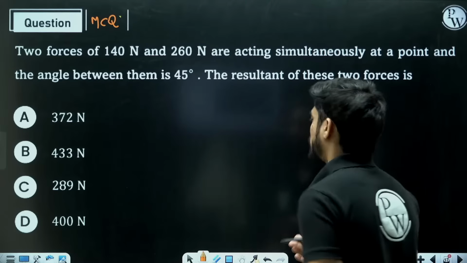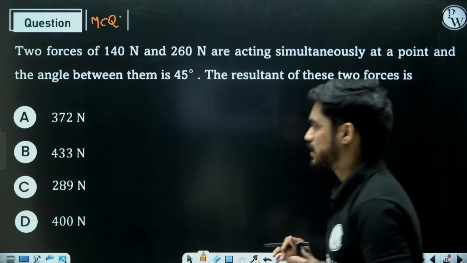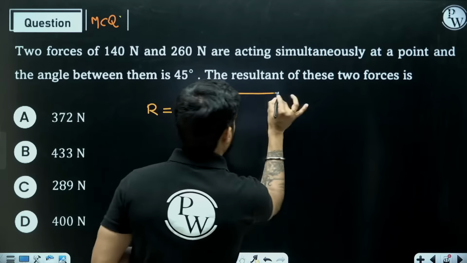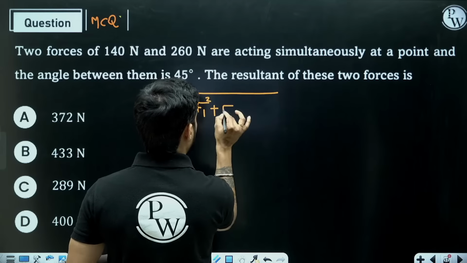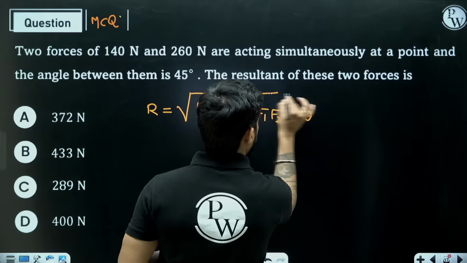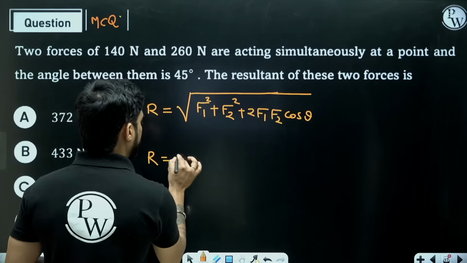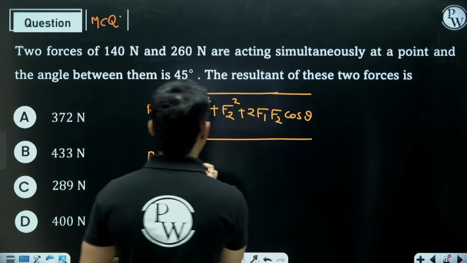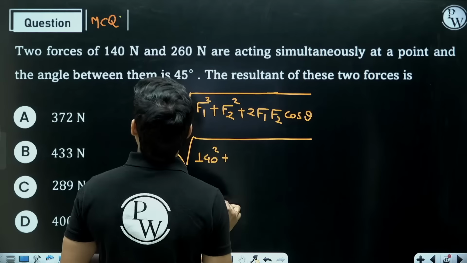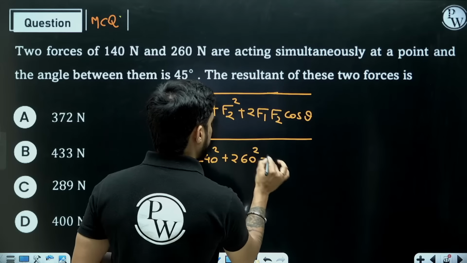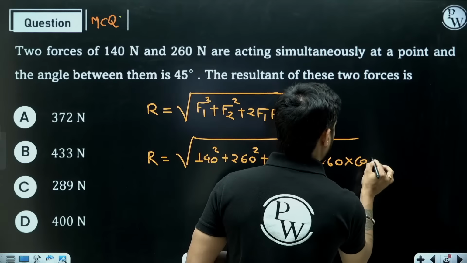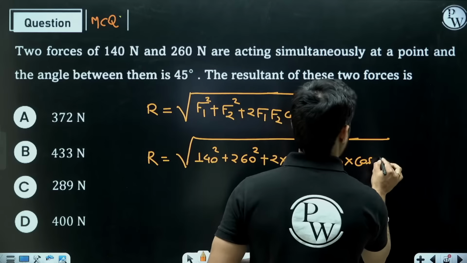So here we have a very basic question. We just need to use the formula. We'll put everything in this formula: F1 square plus F2 square plus 2 F1 F2 cos theta. We know the value of F1, F2, and theta. So F1 is 140, F2 is 260, and the angle theta is 45 degree.